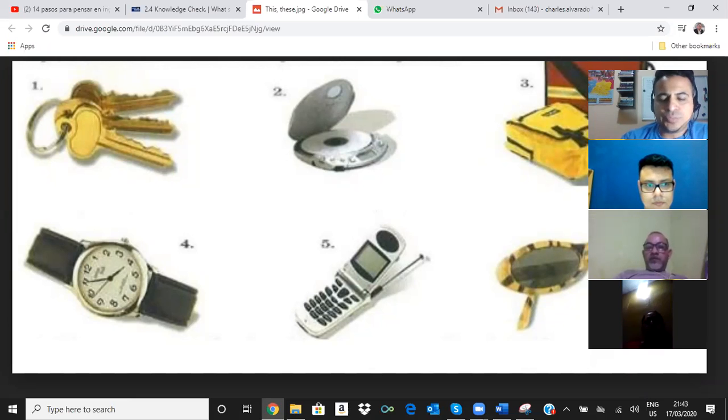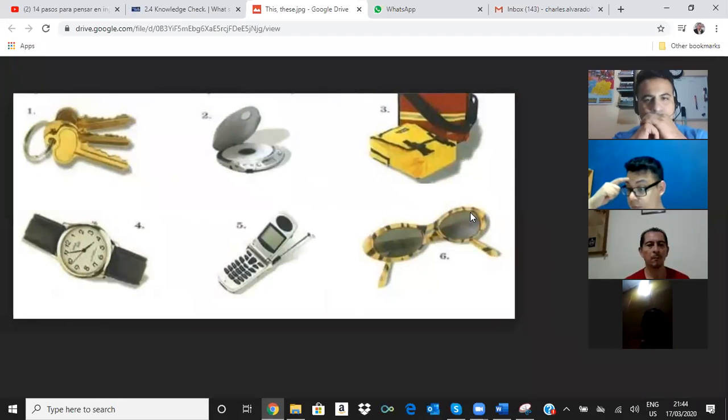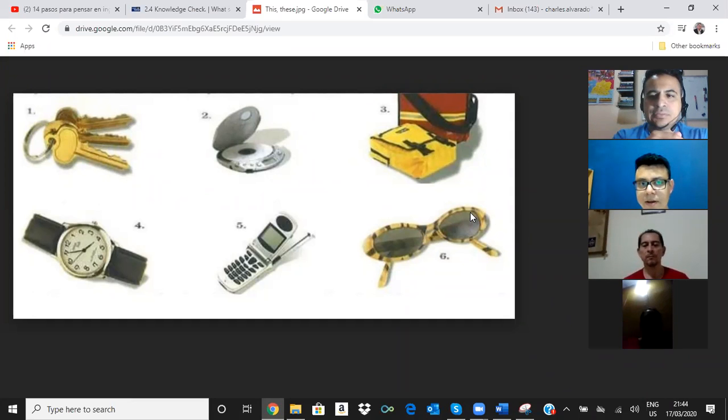Number three, plural. ¿Qué es la tres? They are... ¿Cuál uso para los plurales? These. ¿Y cuál verb to be uso? Is or are? These are. These are my backpacks. Correct. These are my backpacks.